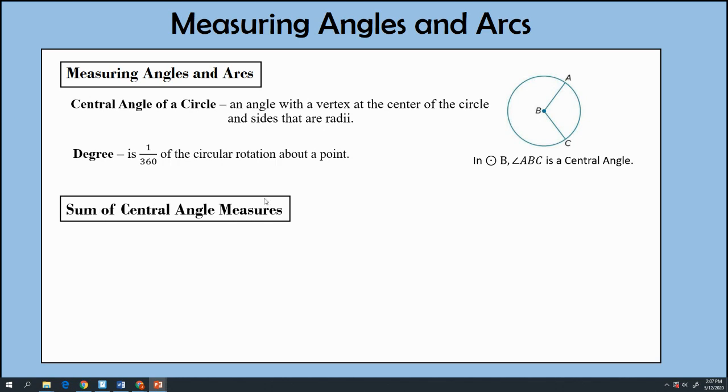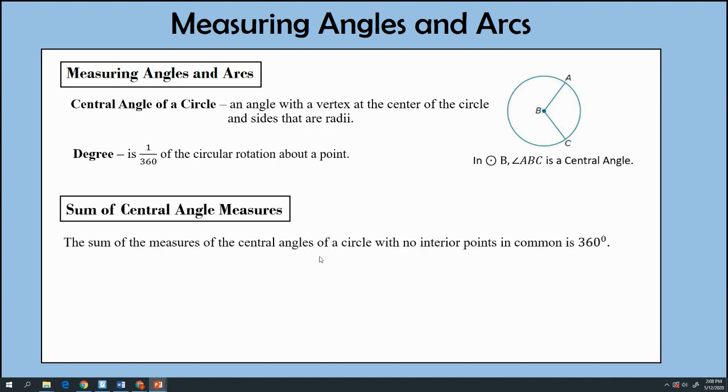Okay. We have a couple of concepts that we should be familiar with about angles that apply to central angles, because they're just angles anyway. But we want to make sure that we point all this out. And this just says that the sum of the measures of central angles of a circle with no interior points in common is going to be 360 degrees.